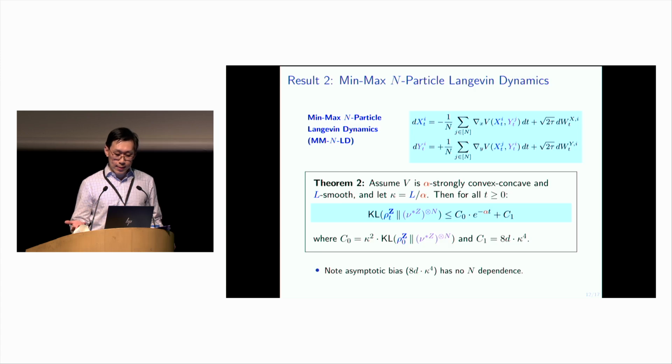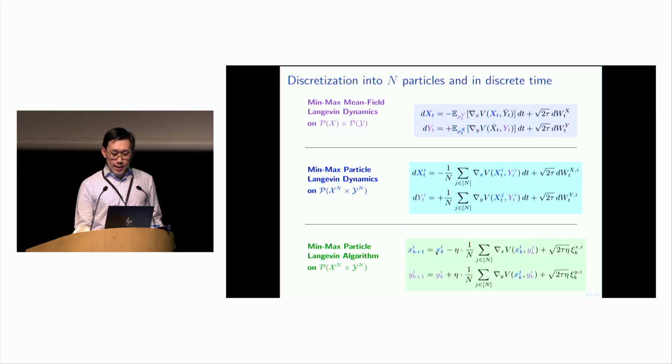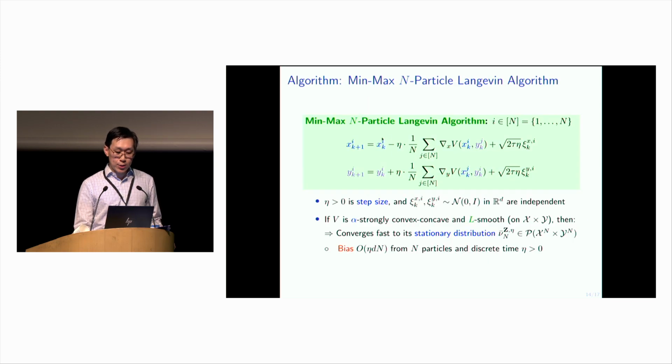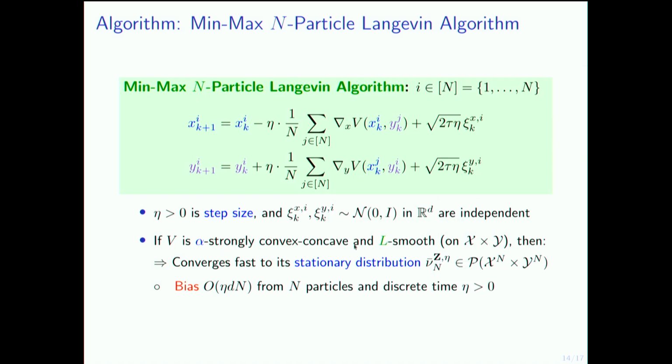But this is still in continuous time. And finally, we study the discrete time implementation of the algorithm. And what we do is this simple forward discretization of the dynamics, where we just replace the drift term by a simple forward step, like a gradient descent step, plus independent Gaussian noise. And again, this becomes a pure interacting particle system in discrete time. And what we can show is that even if the payoff function V is strongly convex, strongly concave, and smooth, this particle system will converge to its stationary distribution, which is biased, and we can control the bias, but now the bias scales with step size times dimension times number of particles.